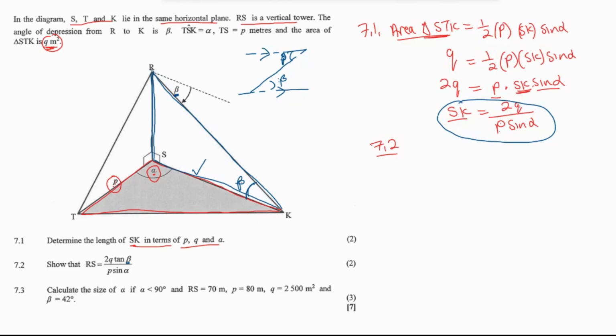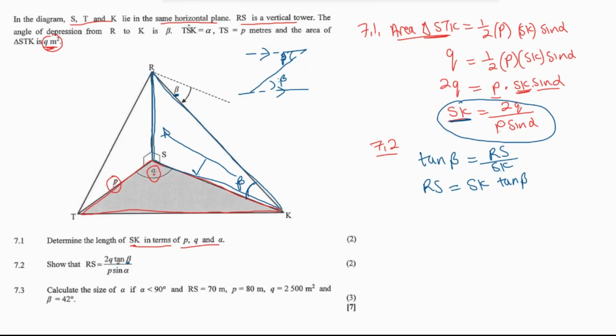Now, if you look at triangle RSK, this is a right-angled triangle. So think of the Pythagoras theorem. Think of the simple trig ratios: tan beta, sine beta, cos beta. But if you look at the reference angle and the side we are looking for, RS is the opposite side, and SK is the adjacent side. We want to use this SK. So we can use tan beta, which is the opposite side over the adjacent side. So it's RS over SK. Make RS the subject. So RS is equal to SK times tan beta.